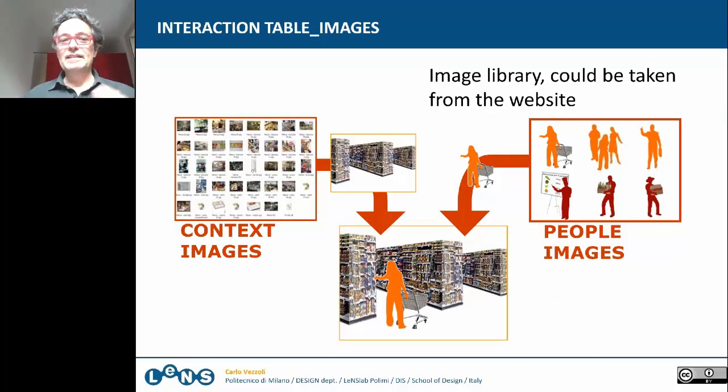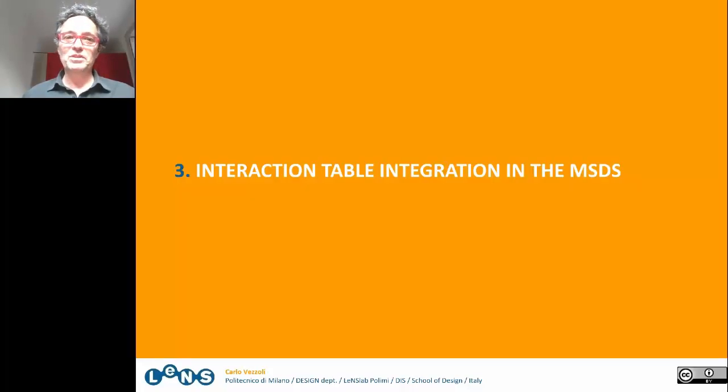And to build up the scene, we have an image library from which you can take context images, so the background, as well as other images related to people and so on. Obviously, you can build your own images. You're not asked to use those, but this is to make it faster. Better still, if you are developing some images, you can deliver those images to us so that we can improve our data bank of context images and people images.